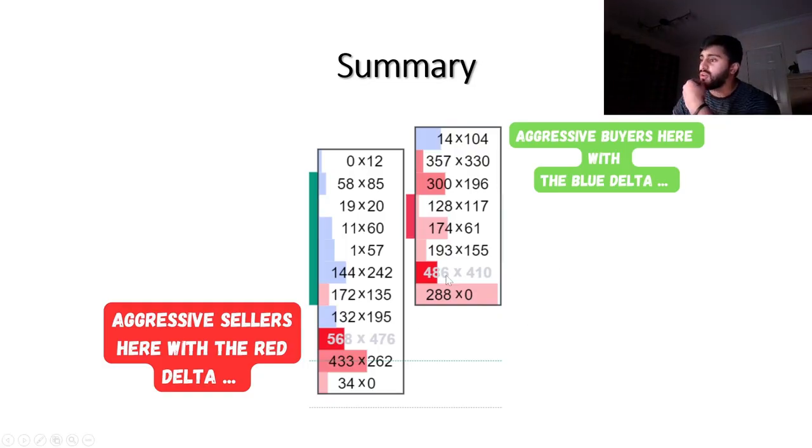Then we had the same thing over here. We had 288 for 0. So we had a ton of aggressive selling, but no reward. This tells us that there's passive buyers sitting inside this level, right?